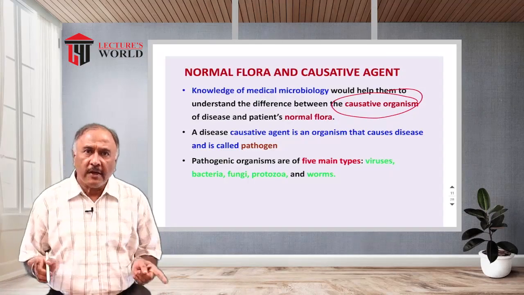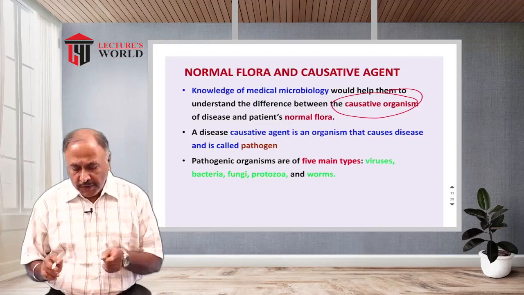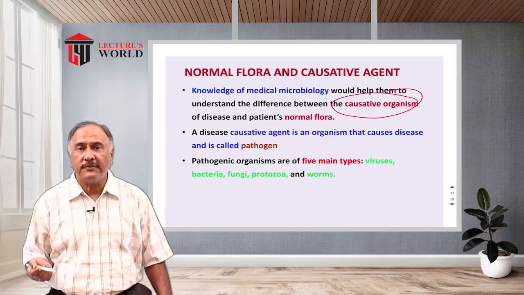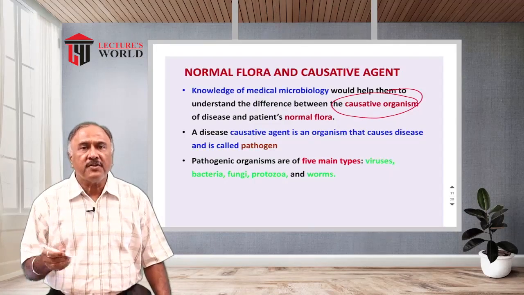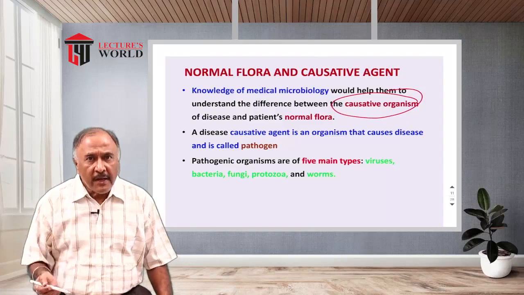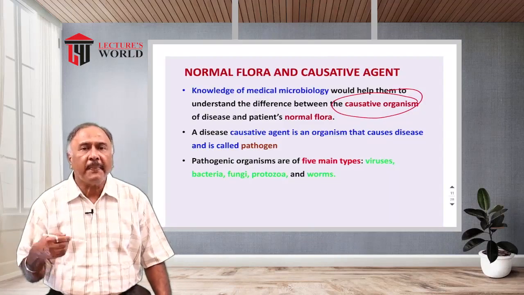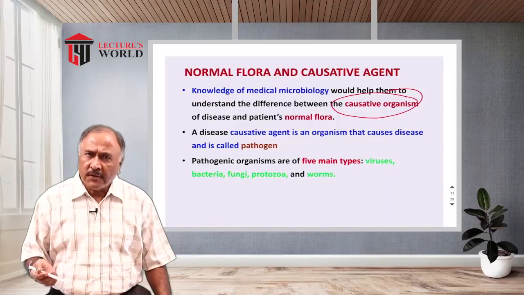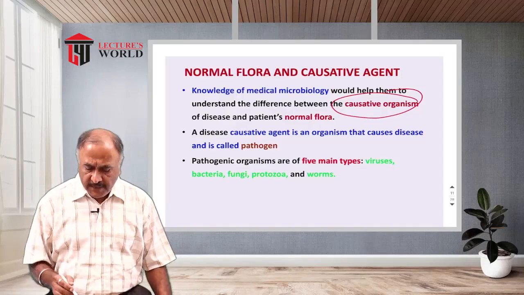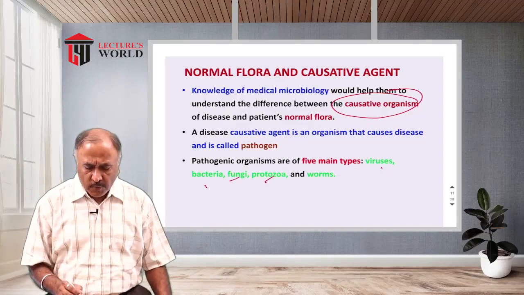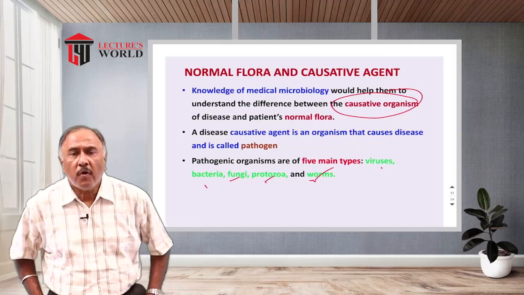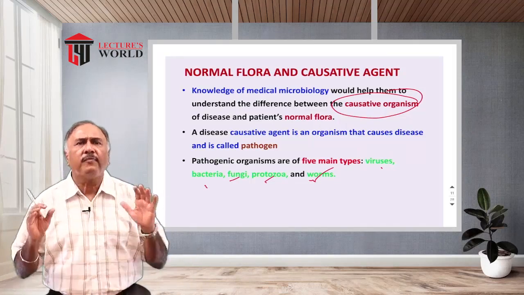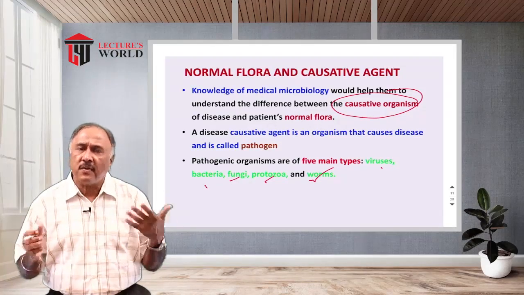So now you should be very clear what is normal flora and what is a causative agent. Causative agent means the agent which causes the disease, or what we call a pathogen. So now we will call these causative agents pathogens, and these pathogens can fall into any of these categories. It can be viruses, bacteria, fungi, protozoa, or it can be minute worms. Pathogen is a collective name for the agents which cause the disease.